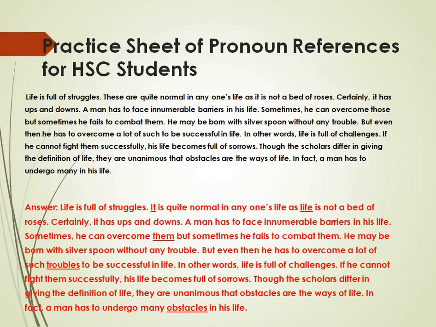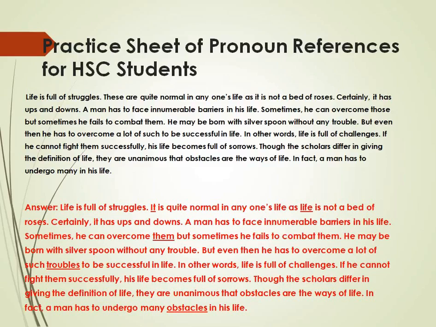One more piece of information I would like to share with you, dear students: the first line normally does not have any changes. The first line is very similar to the exercise. That is, you do not need to change the first sentence of the exercise. Look at the second sentence. "They are quite normal" is not the right one here. It should be, "it is quite normal in anyone's life." Anyone's life.